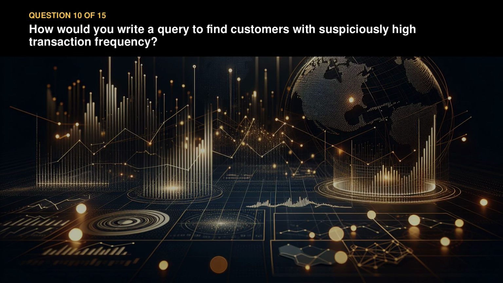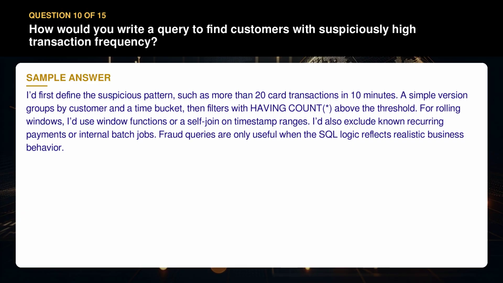How would you write a query to find customers with suspiciously high transaction frequency? I'd first define the suspicious pattern, such as more than 20 card transactions in 10 minutes. A simple version groups by customer and a time bucket, then filters with having count above the threshold. For rolling windows, I'd use window functions or a self-join on timestamp ranges.